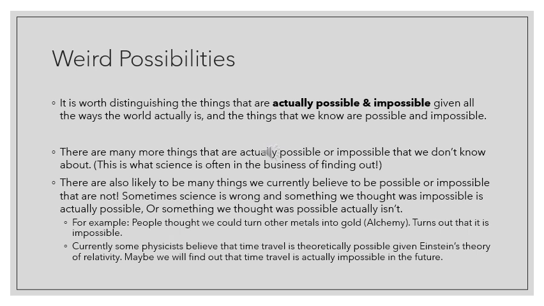Currently, some physicists believe that time travel is theoretically possible, given Einstein's theory of relativity. Now, it may be, right? But it could also be that we could find out at some point in the future, as our physics gets better or develops, that time travel is actually impossible. Right now, either time travel is possible or impossible. And that's consistent with whether or not we think the wrong thing, right? It's possible that time travel is possible, and yet we think it's impossible.